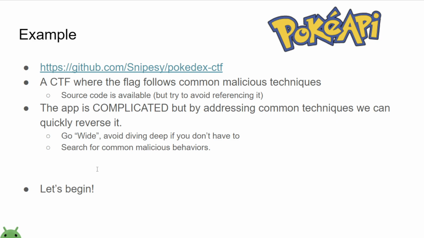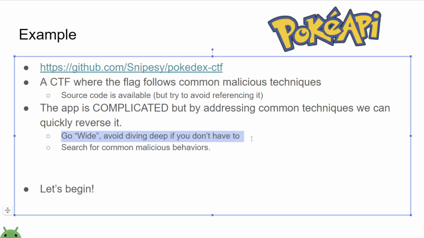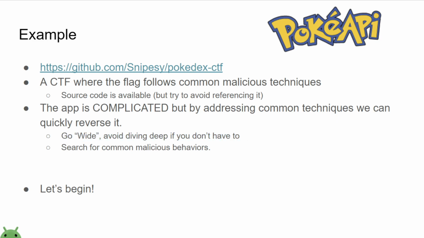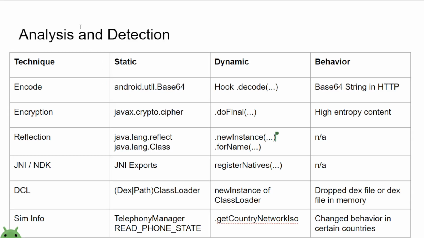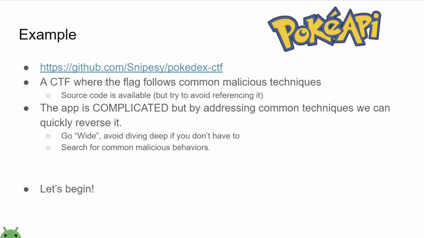And that kind of leads to the first note, which is you should always go wide, right? Try to gather as much information as you can about the app before you start diving deep into every little behavior. You as an Android RE need to maximize your time use effectively to reduce the most user harm, and you're not going to do that by reversing some generic UI code. So always be searching for these common malicious behaviors and techniques. All right, with that, let's begin.